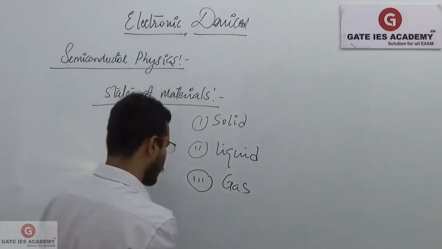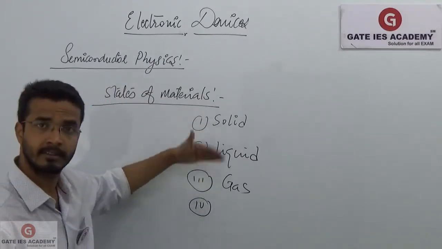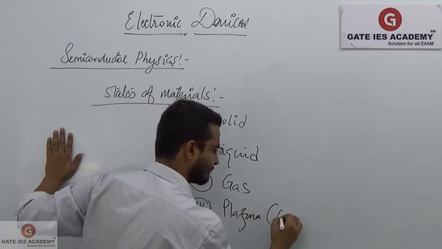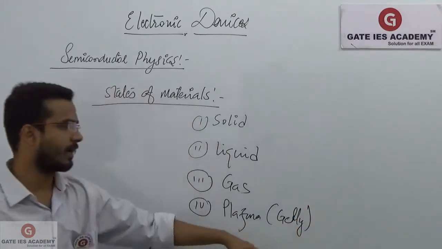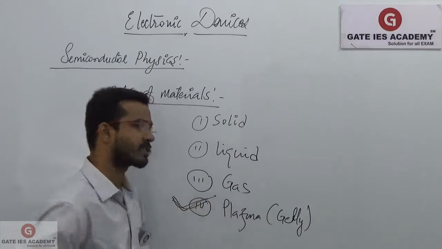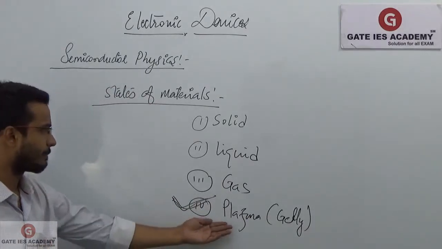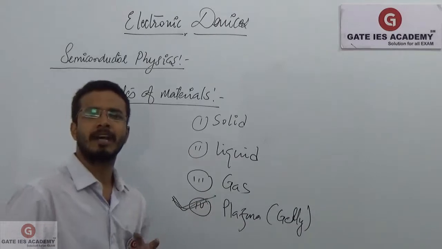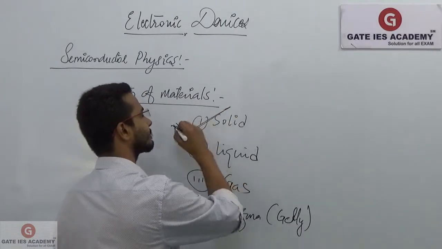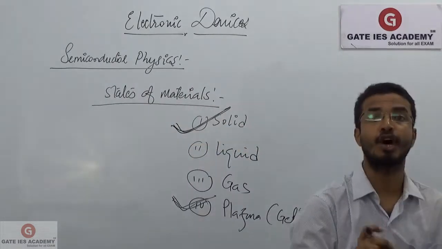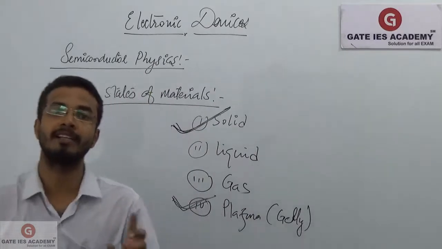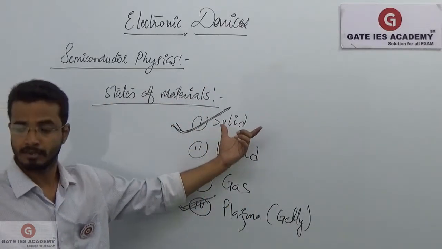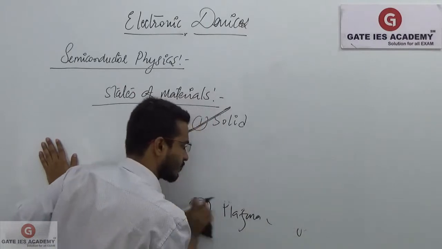Nowadays, one more category is present, which is between the solid and gas, and that is known as plasma or gel. This is my modern days. One more state which scientists have defined, which is plasma, that means ionized gases, basically. Okay. But all the semiconductors where I'm interested in, these are solids. That is why sometimes semiconductor physics is also known as solid state devices. Electronic devices are also known as solid state devices, because all the semiconductors you are studying in this particular course are solids. So I'm not interested in liquid, gas and plasma. I just want to know solid.